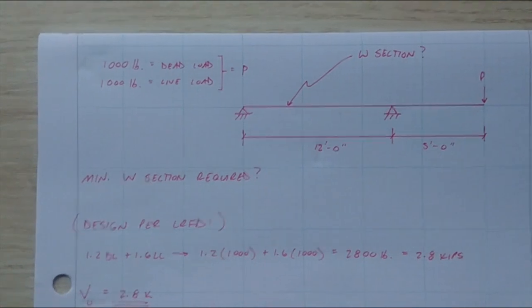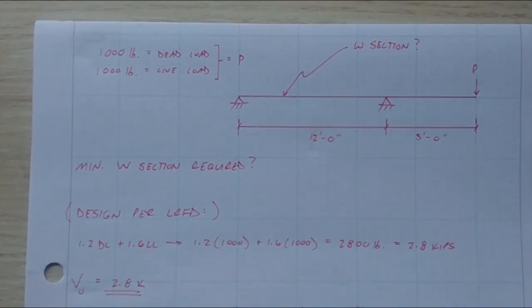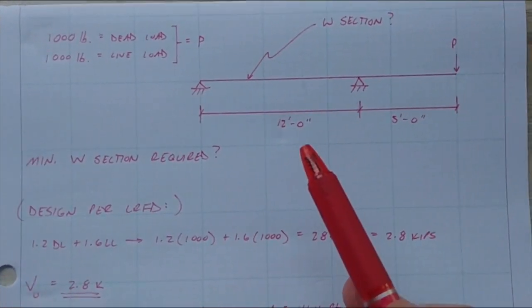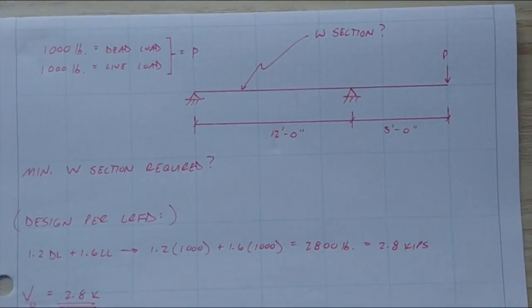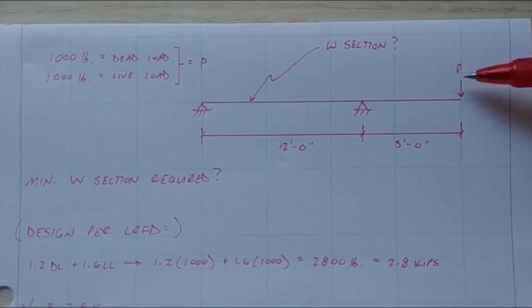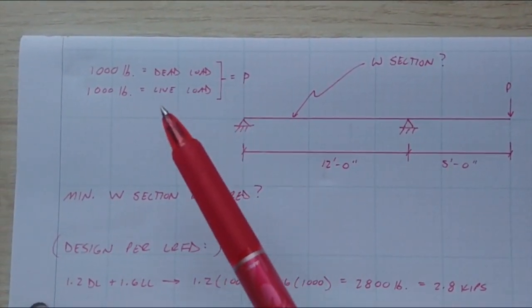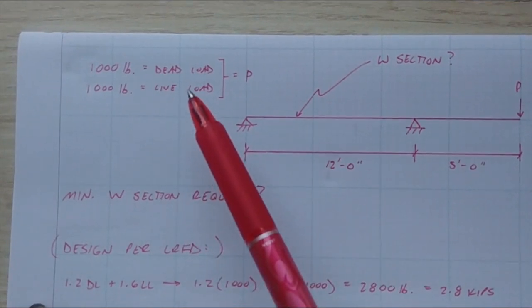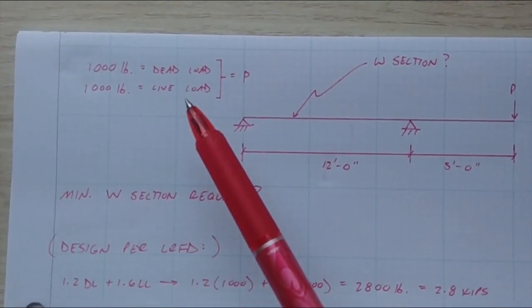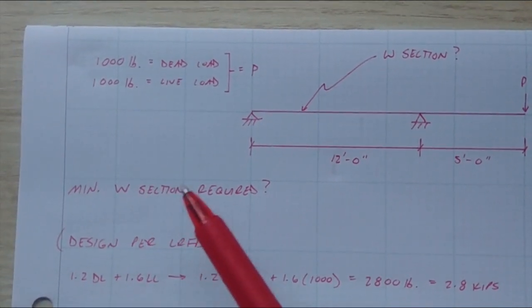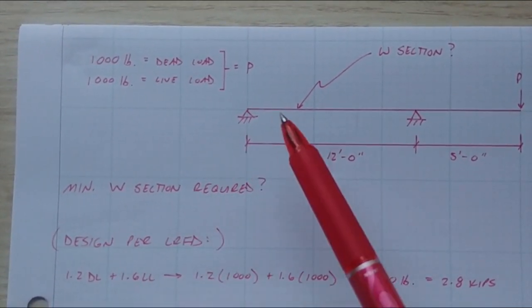All right, so today we have a propped cantilever shown here, 12-foot span, and then the cantilever is 5 feet with a point load at the end of it, P. That point load is distinguished between 1,000 pounds of dead load and 1,000 pounds of live load. And we are asked what's the minimum W section required to adequately support that load.